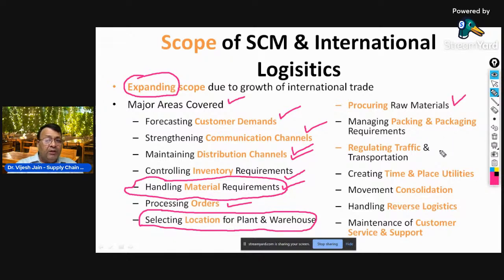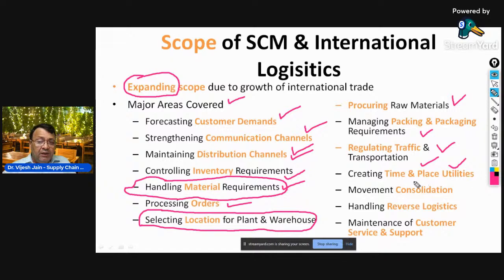Then procuring the raw material, which is also part of the handling of the materials requirement. Materials can also be required for the packing and other needs. So managing packings and packaging requirements, regulating traffic and transportation, that is very traditional in nature, that function. Then creating time and place utilities. So the benefits of the time and the place utilities have to be used to reduce the overall cost of the supply chain management and add value for the businesses to make profits from the consumers.